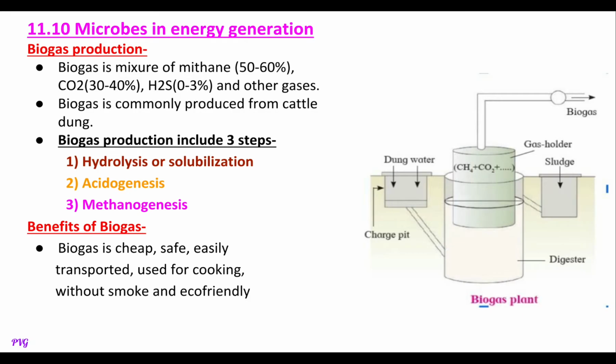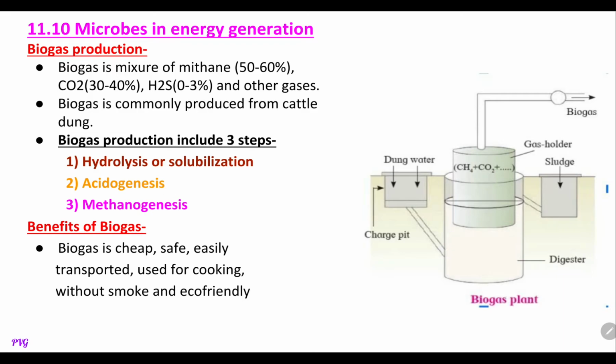Then this biogas is commonly produced from cattle dung, and we study the production of biogas, that is the biogas plant, how it works or how actually it is processed. The production of biogas includes 3 steps. First one is the hydrolysis, also known as solubilization. Second one is the acidogenesis and third one is the methanogenesis. All these 3 steps are important.